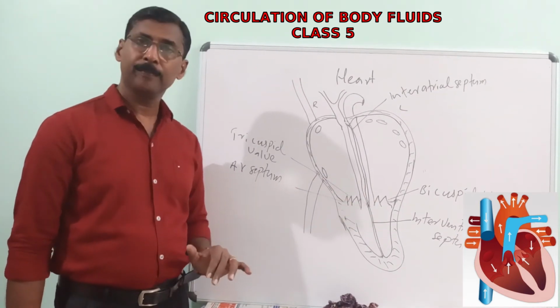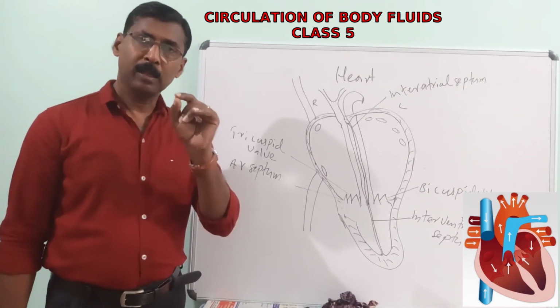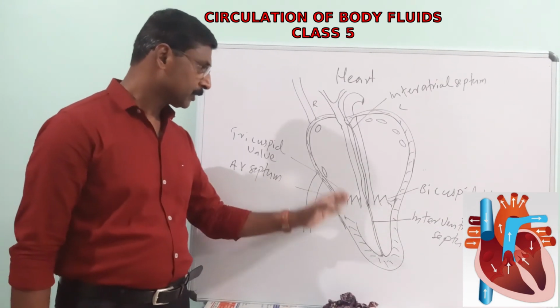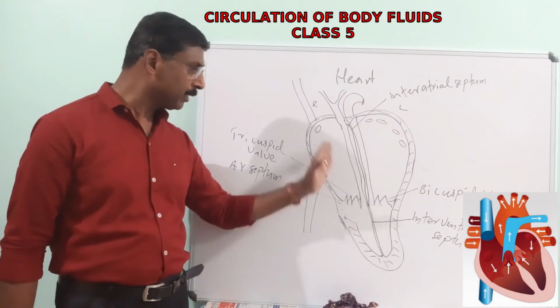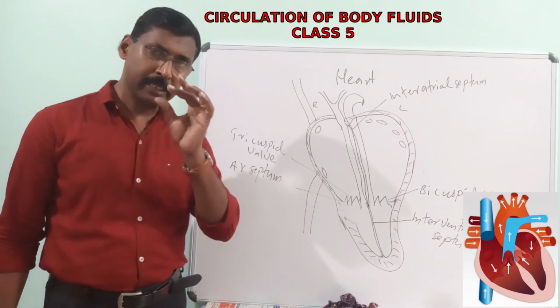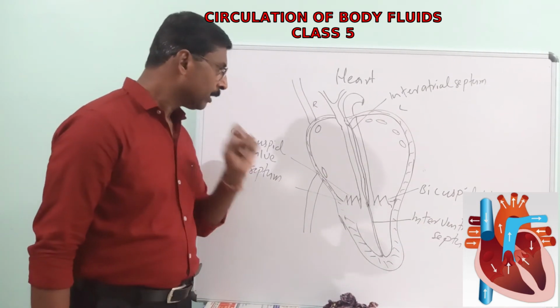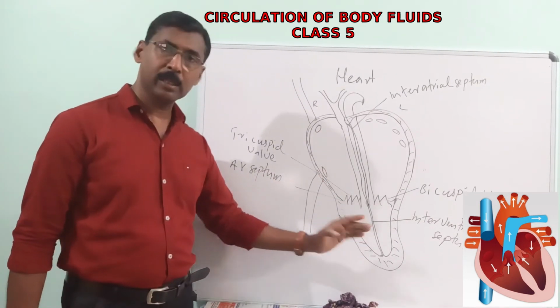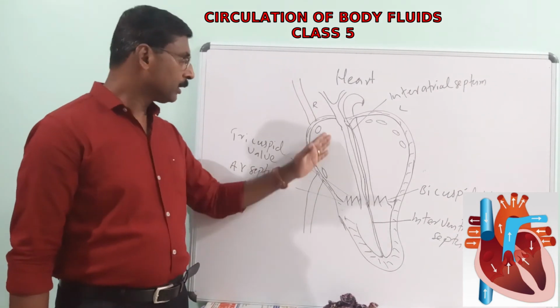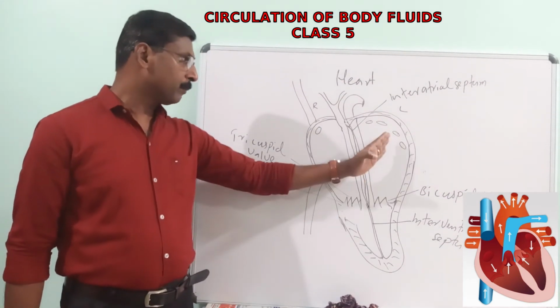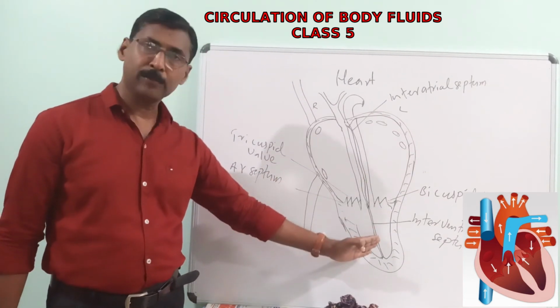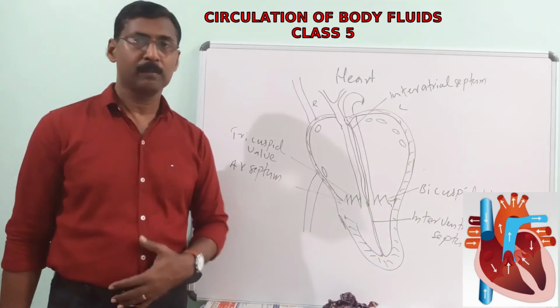These valves control the blood flow from the atrium to the ventricle. അതായത് ഏട്രിയത്തിൽ നിന്നും വെൻട്രിക്കിലേക്ക് ബ്ലഡ് ഫ്ലോ ചെയ്യുന്നു. During the contraction, at the time of contraction, blood can flow from the atrium to the ventricle. So the blood from the right atrium can come to the right ventricle, and blood from the left atrium can flow into the left ventricle.